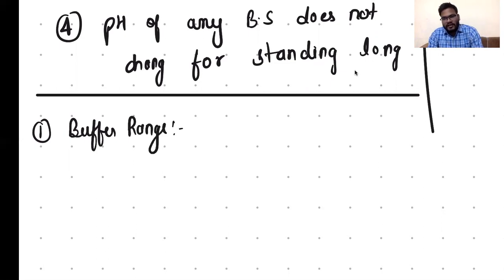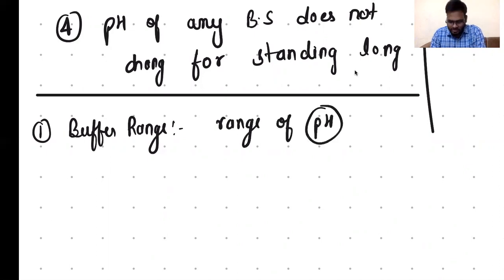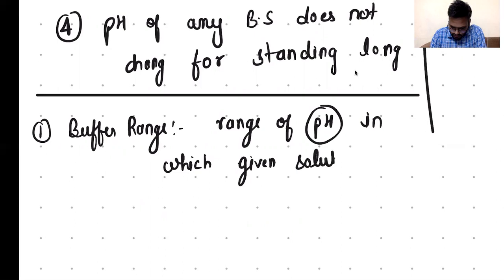For every given buffer solution, there is certain range of pH for which it will act in normal manner. It will act as buffer solution. Beyond that range, it will not be able to resist the change in pH. So the range of pH or pOH in which a given solution resists the change in pH.